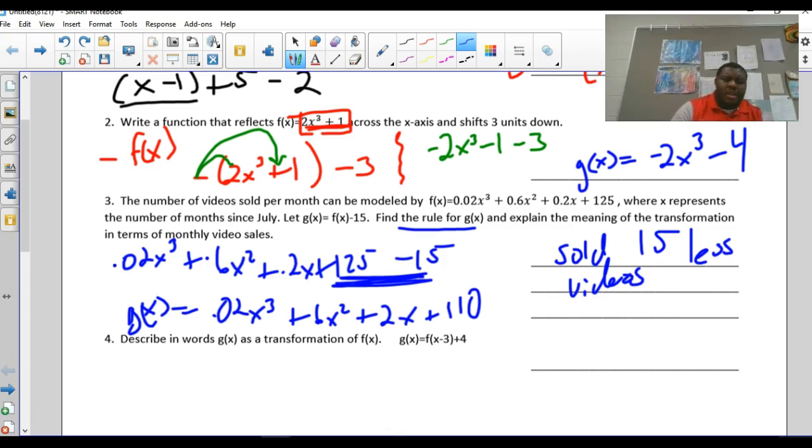And then right here, describe the transformation. Describe in words how g of x transforms to f of x. Well, what happened right here? X minus 3. X minus 3 tells us right 3. And then the plus 4 says up 4.